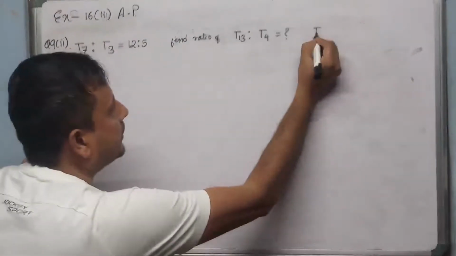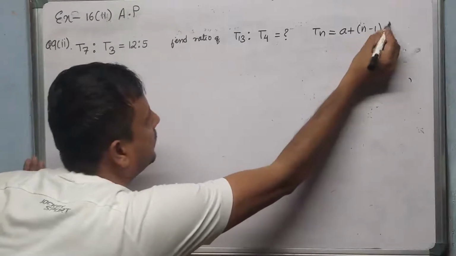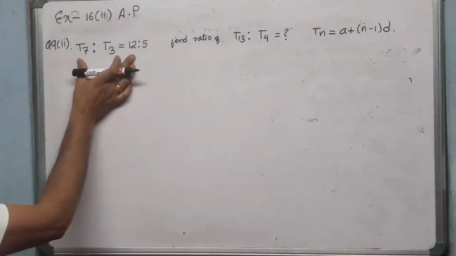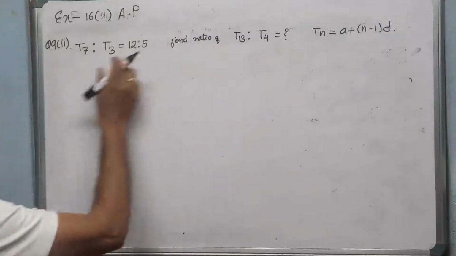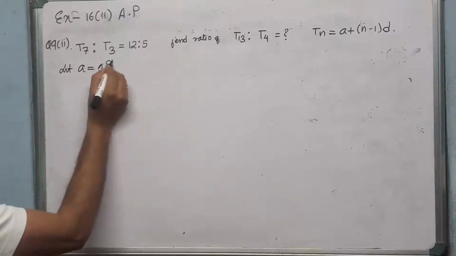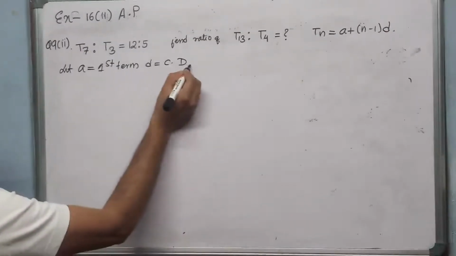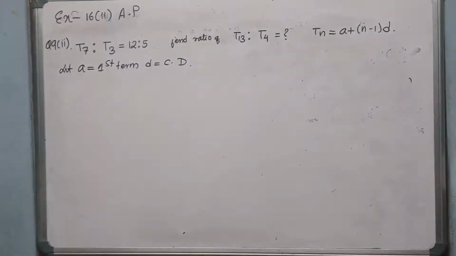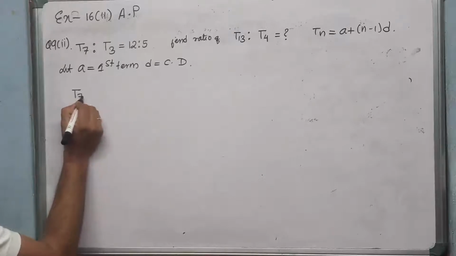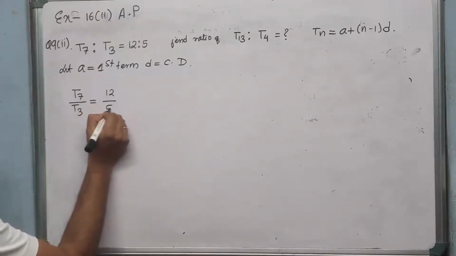Now in this case we'll use the formula Tn is A plus n minus 1 into d, the nth term formula. Now it's a given relation, and this you have to find. Let A be the first term and d the common difference. T7 is to T3 means we can write T7 over T3 is equal to 12 over 5.